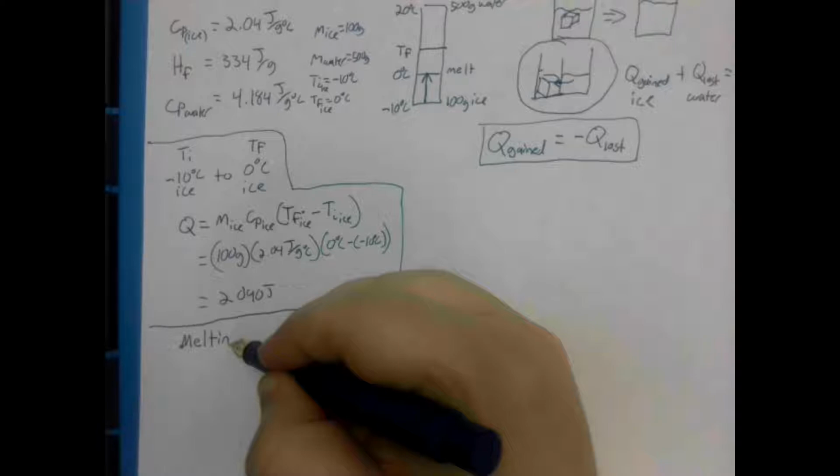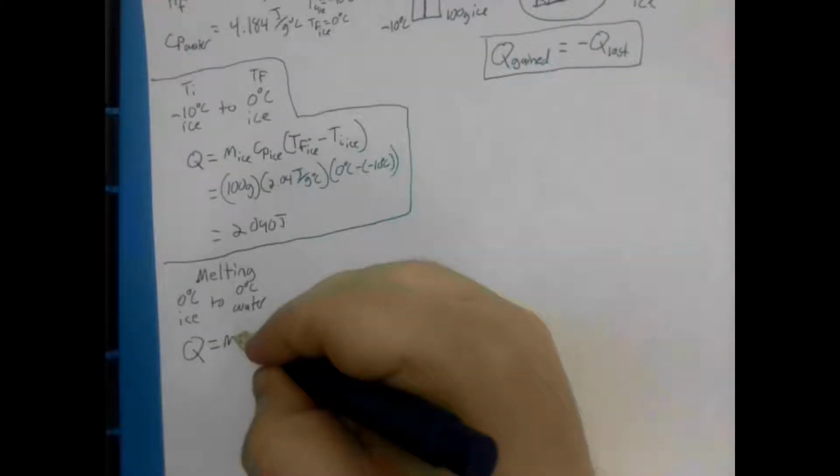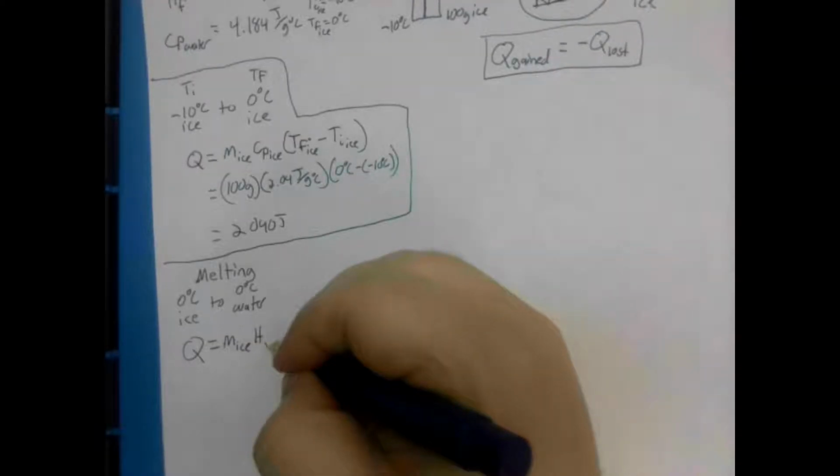So the original mass of the ice, so we use this equation, mass of the ice times the heat of fusion. So that would be 100 grams times heat of fusion for water is 334 joules per gram. Being very careful not to make any mistakes. That's 33,400 joules.